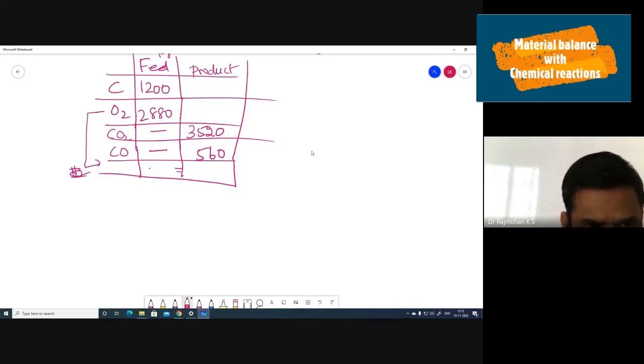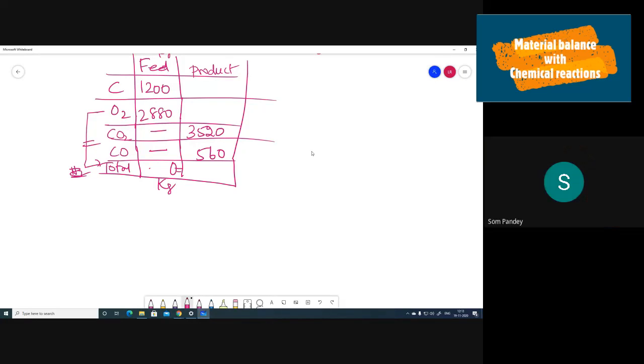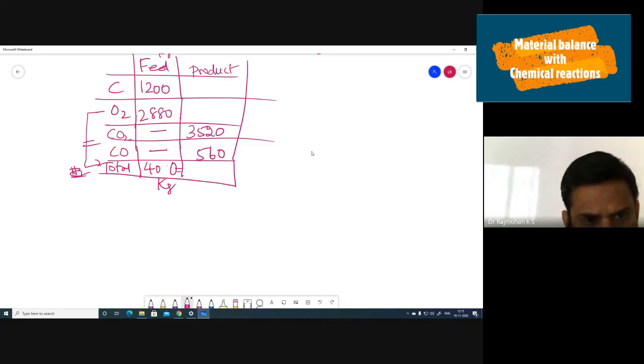So right now you do the material balance here. What is it in terms of kg? Make a total. What is the total here? 4080. And here, what is the total? 4080. Same. So that means our calculations are correct.